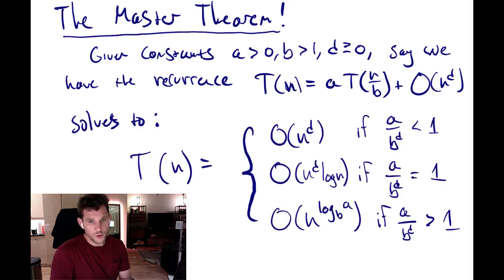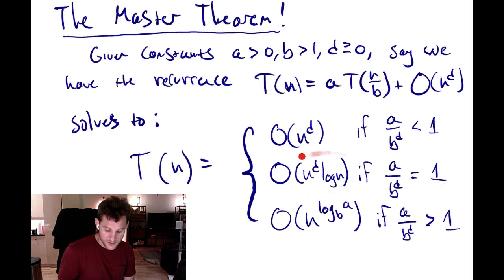So this recurrence will solve to one of three possible cases. If a over b to the d is strictly less than 1, then the recurrence solves to O(n^d). That's the growth rate of T(n). If a over b to the d actually equals 1, then the recurrence solves to O(n^d log n). And if a over b to the d is strictly greater than 1, then the recurrence ends up solving to O(n^(log base b of a)). And you can simply ignore d in that case.